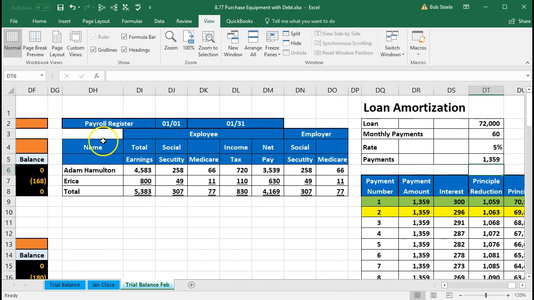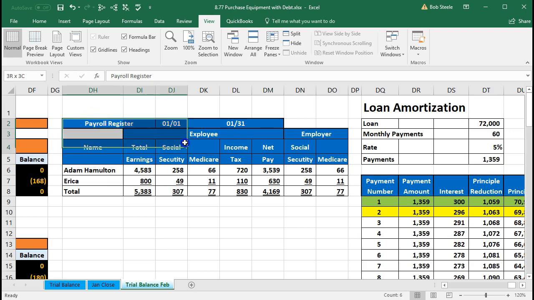We got the payroll register. It's in columns DH through DO. And we had our last register here for the dates of the month of January. I'm just going to copy this entire thing and paste it down here, and we will do this one more time for the new data. So I'm going to put my cursor on DH2.